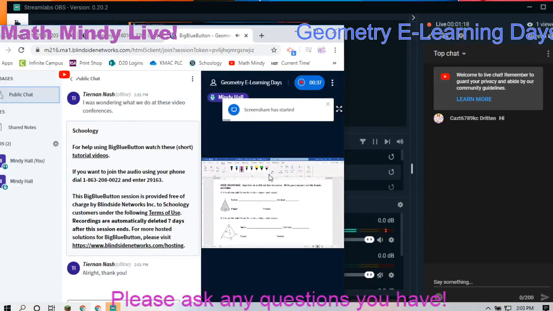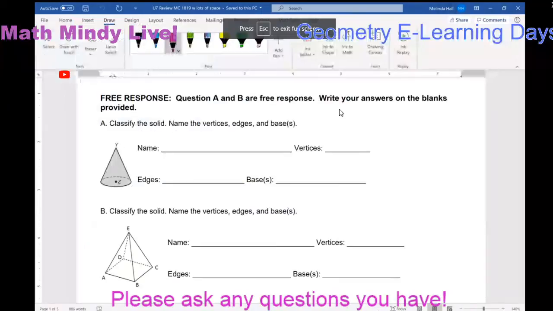So, starting off with just classifying solids. Remember, you want to name them based on their bases if it is a prism or a pyramid, but when it has a circular base, then that's going to be one of your special names. So in this case, it is a cone. Now, technically, this cone only has the vertex at the top, which is Y.